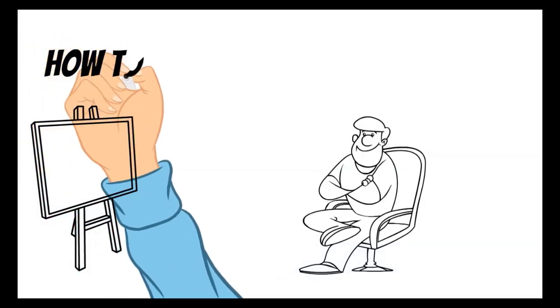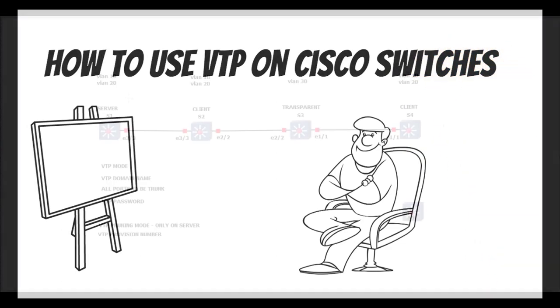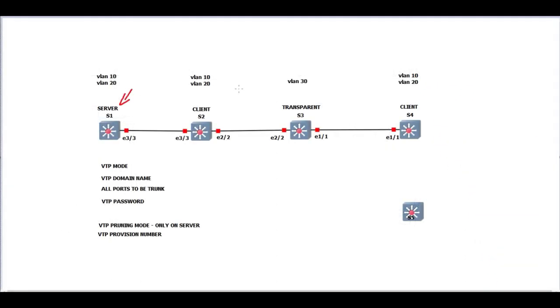How to use VTP on Cisco switches. Switch 1 will be set up in server mode, switch 2 in client mode, switch 3 in transparent mode, and switch 4 in client mode. Links between them will be trunk links.